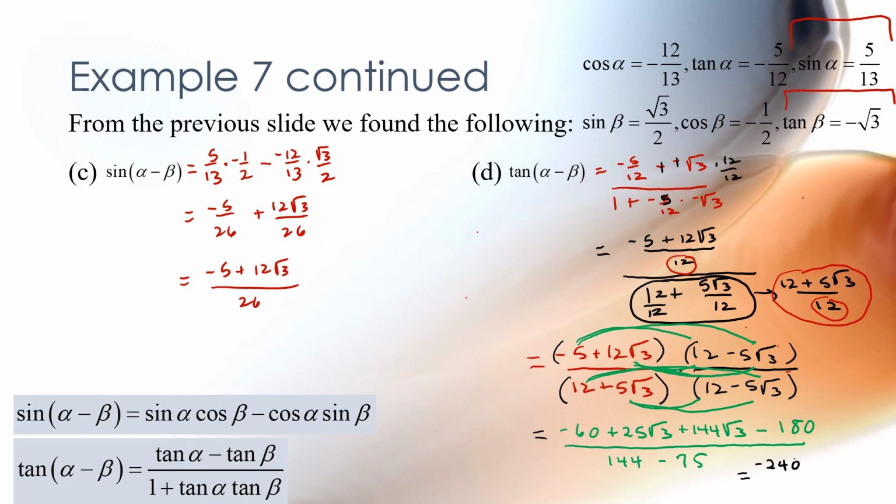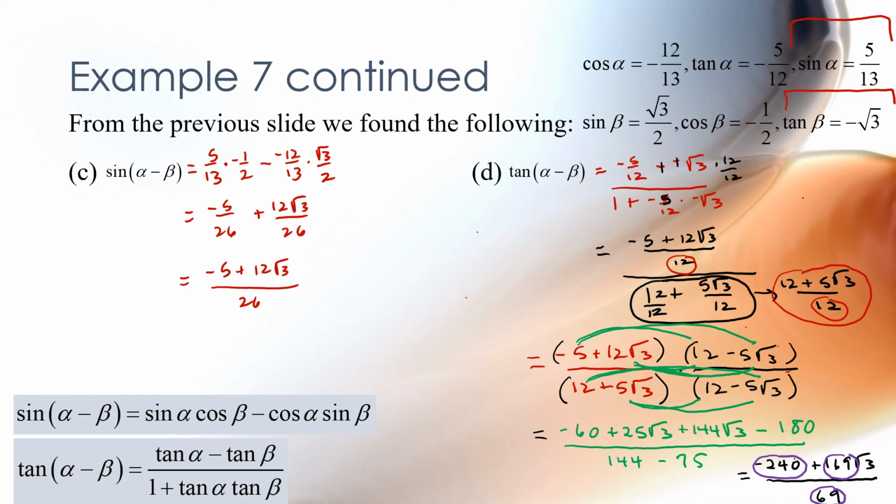25 root 3 and 144 root 3 add together to give me 169 root 3. And then down in the denominator, 144 minus 75, if I put that into my calculator, I get 69. Now, for this particular one, let me just circle this in purple, I don't think that this negative 240 and this 169 and this positive 69 have any common factors.